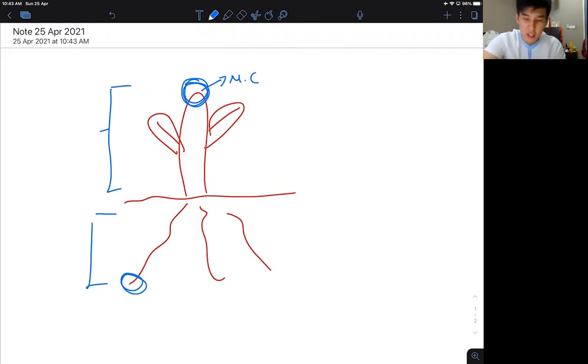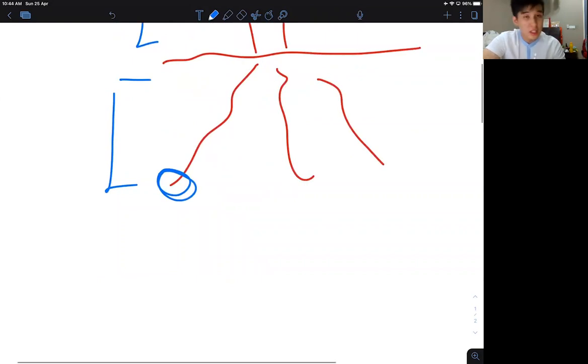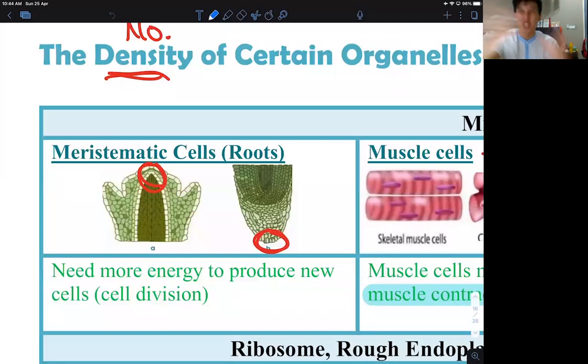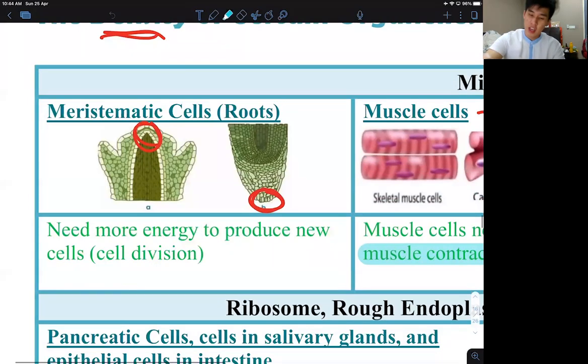When a plant is still young, the meristematic cells mainly carry out cell division. Why? Because if I have more cells, then the plant can slowly grow. I want to grow up and get sunlight. Roots are the same. Meristematic cells over here also carry out a lot of cell division. So the more cells I produce, the longer my roots can grow. Understand? To carry out cell division, you need energy. Same thing, for cell division.